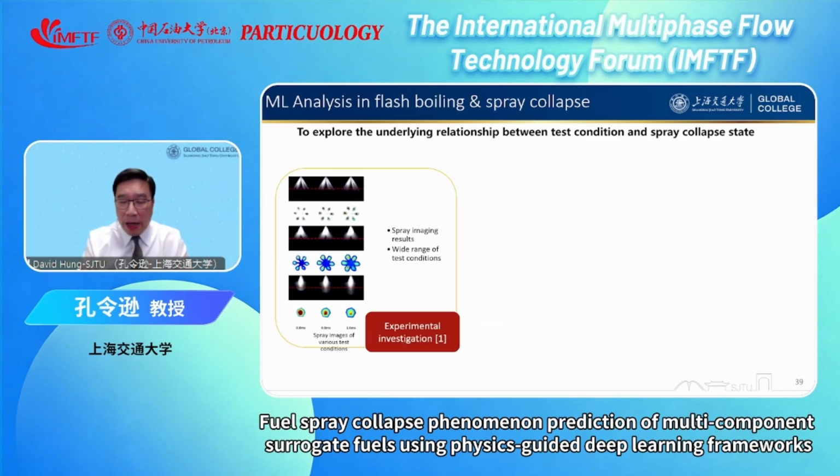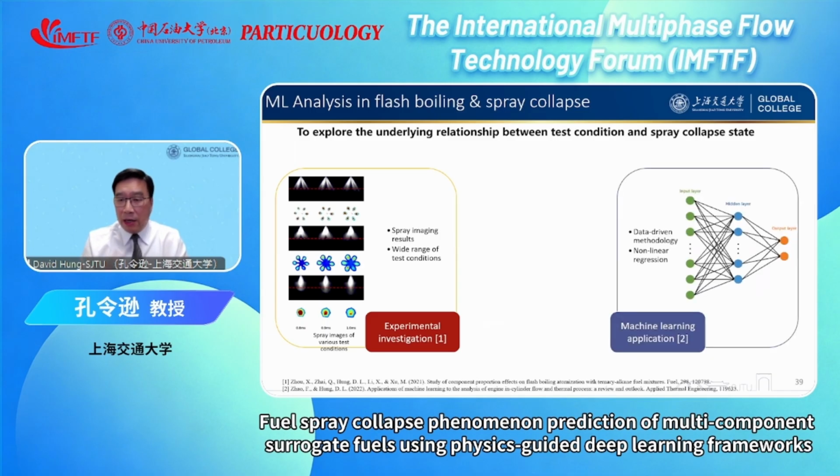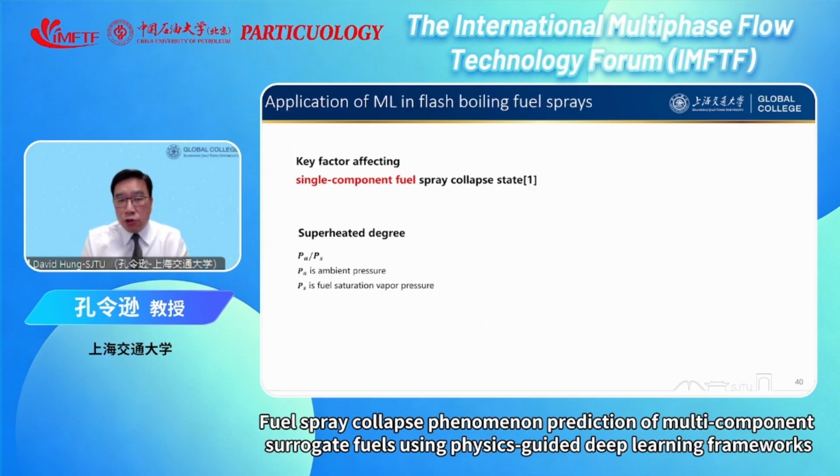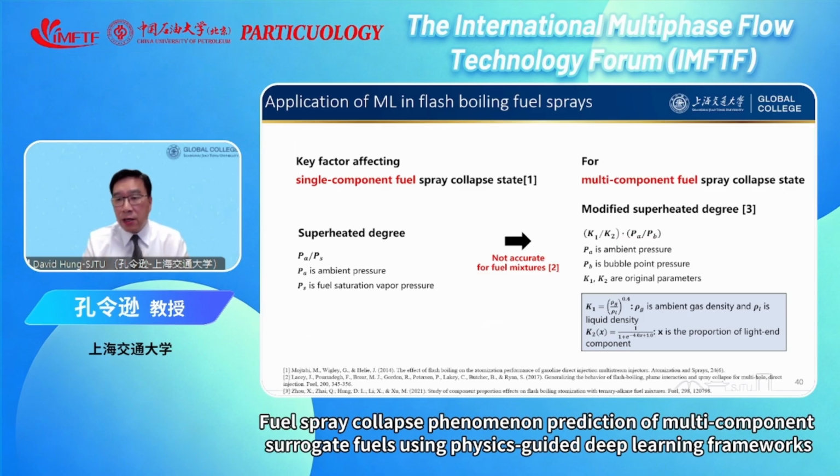So we experimentally investigate this behavior as what we have presented, and then we start to look into machine learning based on the type of things that we want to predict. Then we have limitation in time measuring the spray. We also have limitation in the quality of the data. So ideally, we want to predict the spray behavior under the condition that we never tested. To do that, we have to identify the key input, which is the superheated component.